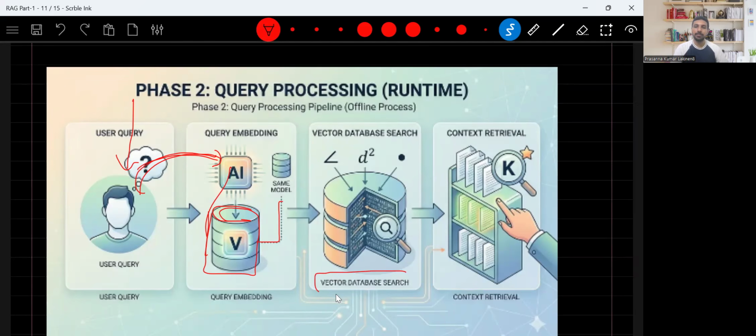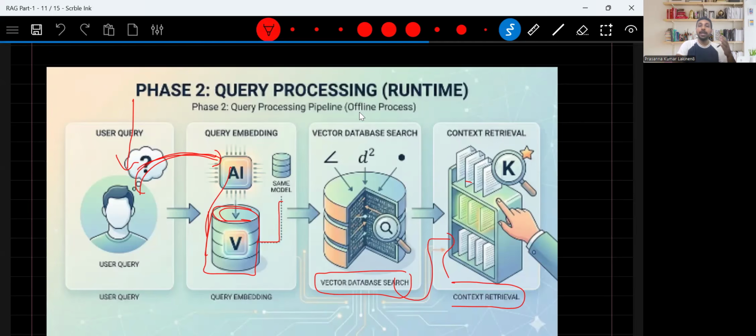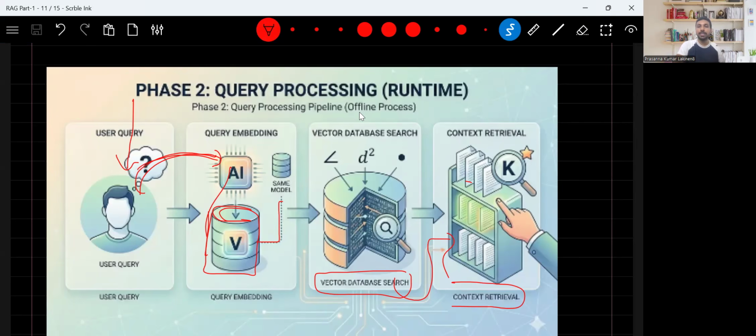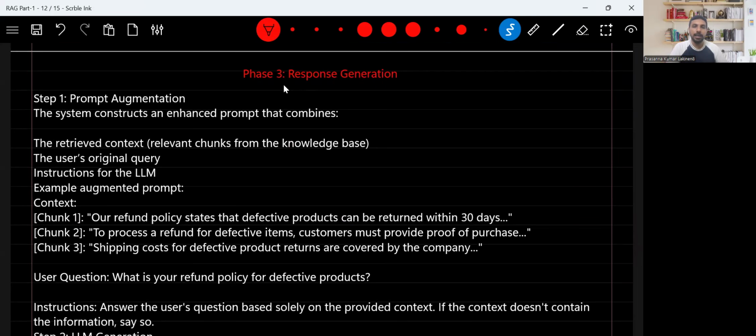Now these vector sets will be given as retrieved context along with your prompt. So this is the phase of query processing. That is called the retrieval process, and finally, whatever we have retrieved, the top k similar context vectors, we are combining with our prompt. And the final phase is response generation. So after prompt augmentation, what is prompt augmentation?